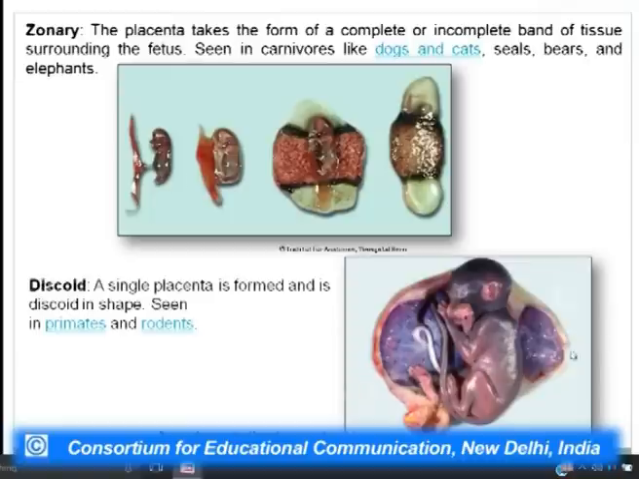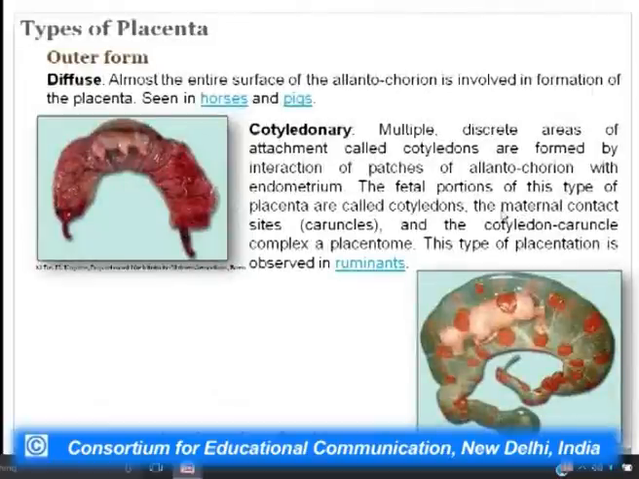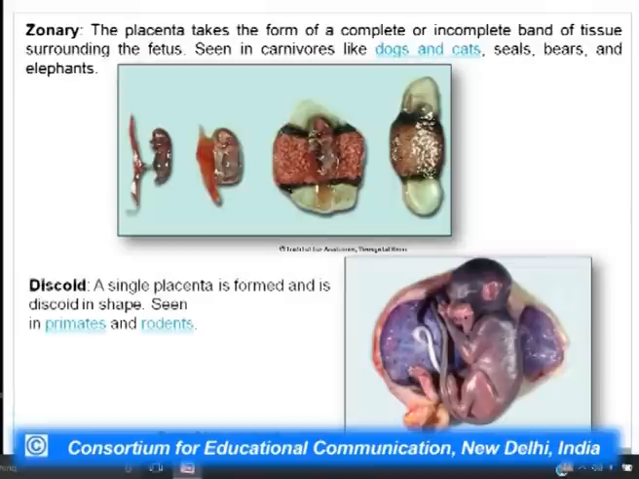A single placenta is formed, and basically it is in a discoid shape, as seen in primates and rodents, including humans. So it is called a discoidal placenta, where the placenta occurs like a disc. So this is the growing blastocyst, and this is the entire area, and this is appearing as a disc. This is the growing embryo, and the placenta is appearing as a zone. So based on the morphology of the placenta, these four kinds of placenta occur.